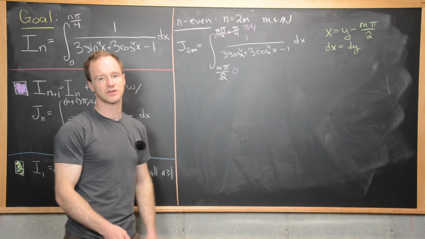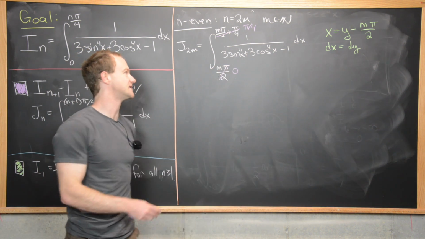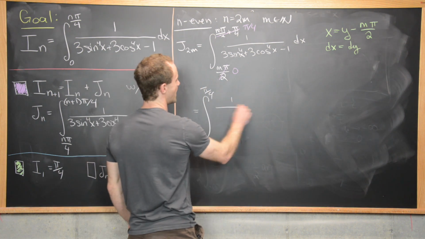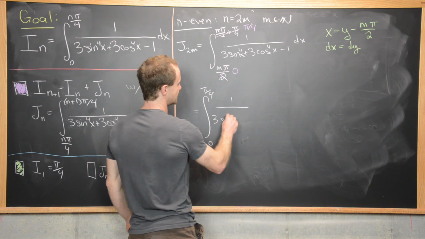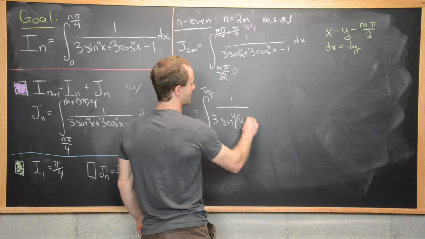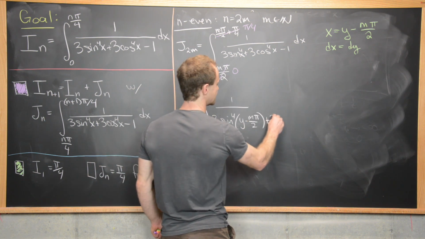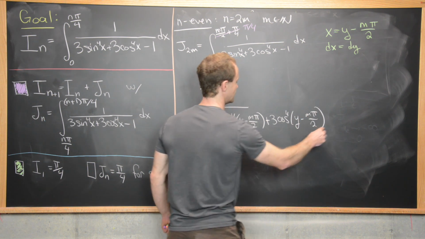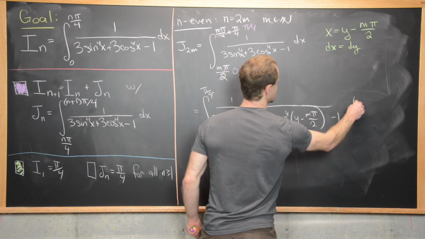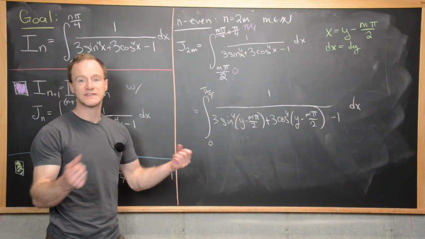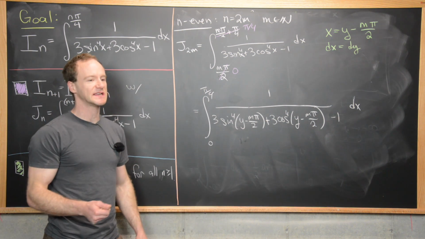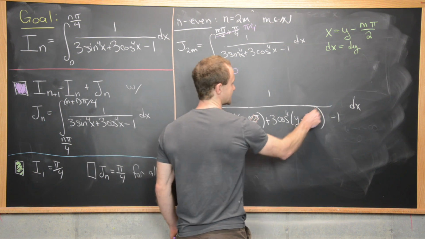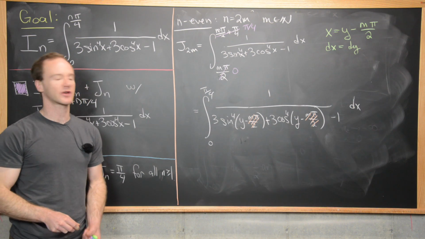Now that we've changed the bounds of integration, let's go ahead and see what happens to the integrand. So here we've got the integral from 0 to pi over 4 of 1 over 3 times sine to the fourth of y minus m pi over 2 plus 3 times cosine to the fourth of y minus m times pi over 2, and then minus 1, and then dy. Okay, so now technically there are a lot of cases to consider, but they all boil down to just being able to delete this minus m times pi over 2. So let's talk through that a little bit.